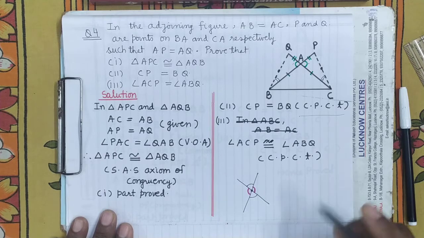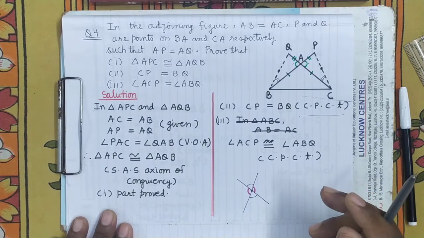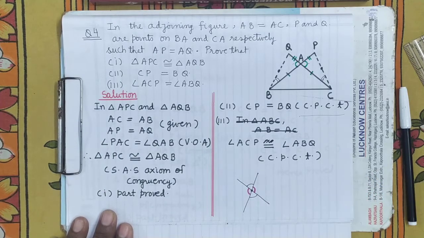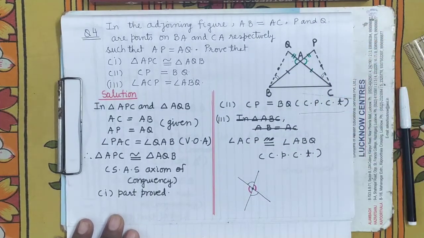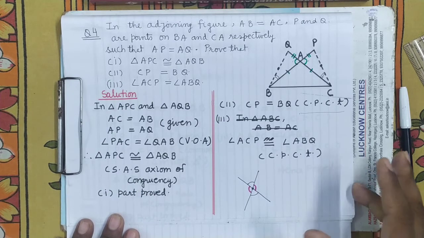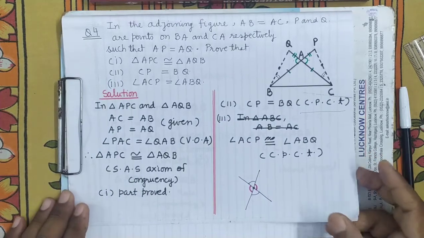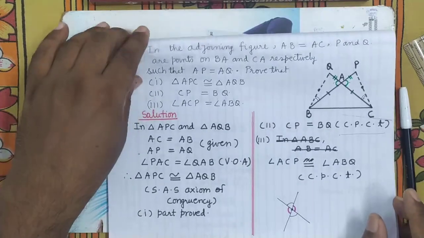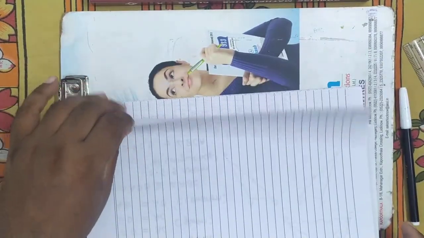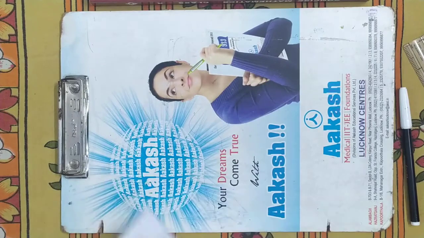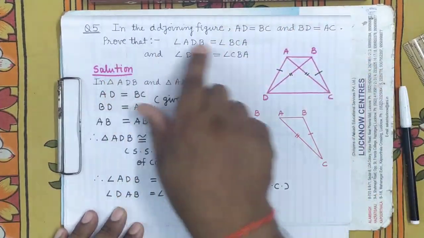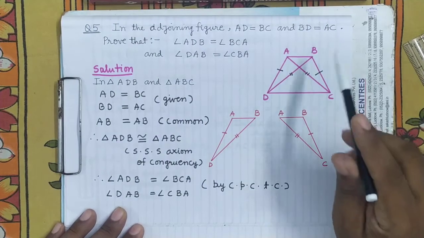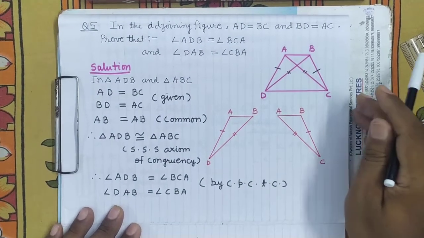So this is question number 4. Perhaps it will be clear to you. This we have proved by which congruency? By the side angle side rule, the axiom of congruency. Now, see question number 5. In the adjoining figure, the diagram is drawn already.